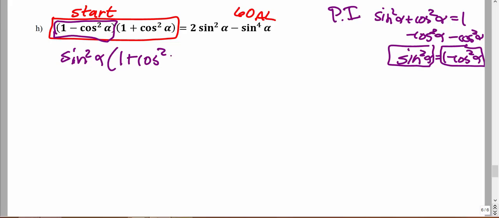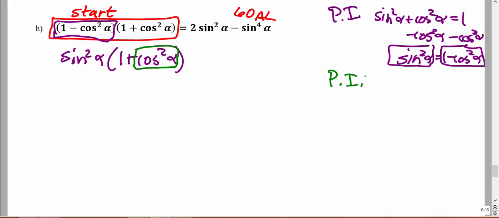I notice that my goal is written only in terms of sine. There are no cosines. So I'm going to replace cosine squared alpha with its equivalent, also within the Pythagorean identity.